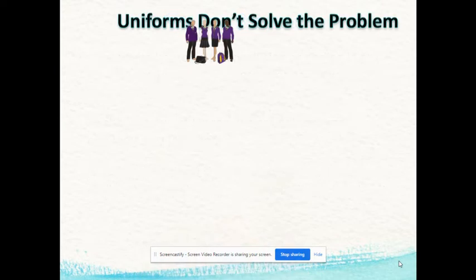All right. Uniforms don't solve the problem. This is a subject that we are very familiar with here at Stevenson. Now, you can tell right away by the title that the author feels a certain way about uniforms, and hopefully, you can understand that it seems as though the author of this essay does not approve of the wear of uniforms or doesn't think that the wear of uniforms will solve anything.